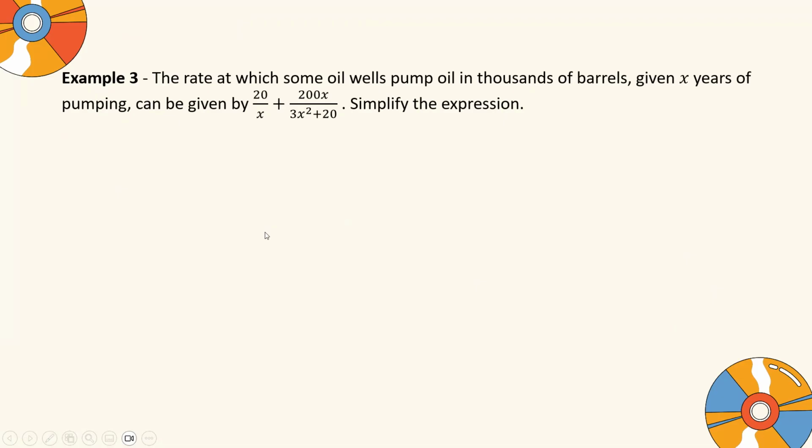For example 3, to simplify this expression, we are going to factor. In this case, our denominators can't be factored, so we're just going to look at our least common multiple, which would be a factor of x, and then 3x squared plus 20.